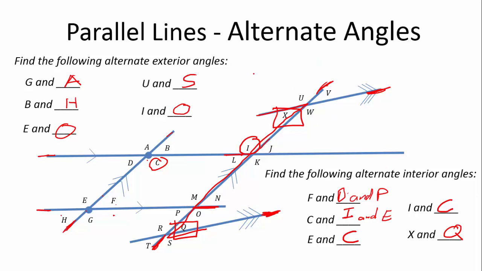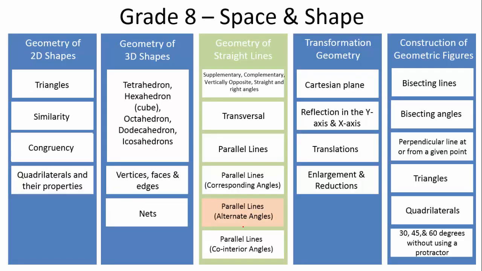Okay. So this was parallel lines, alternate angles. Well done, grade 8. We're now going to move on to co-interior angles, the last one in geometry of straight lines.